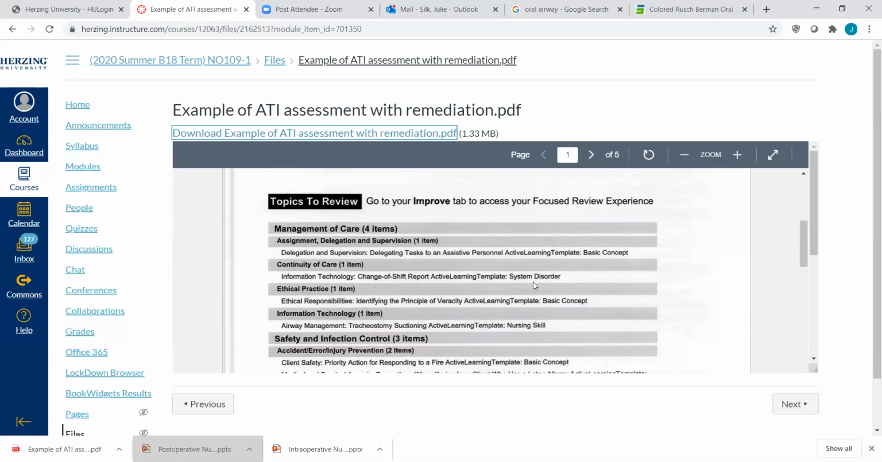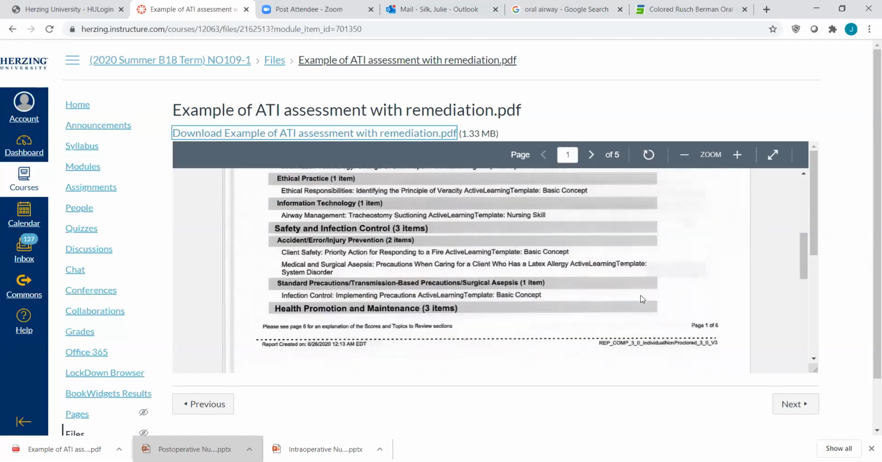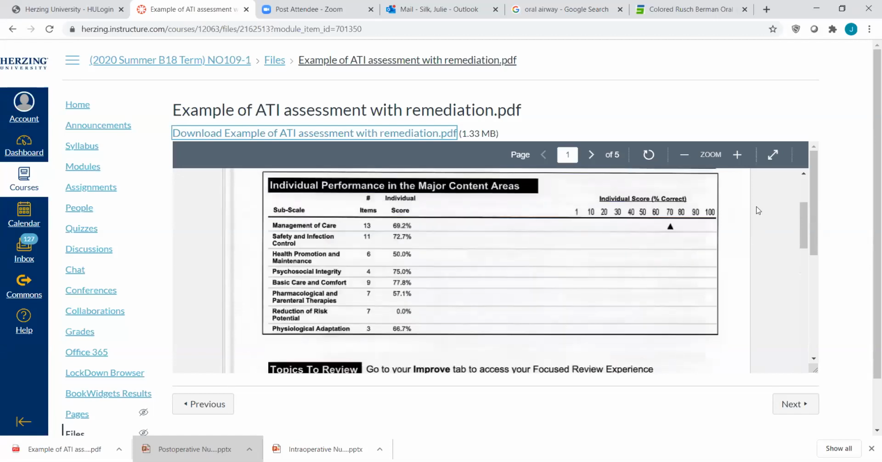Gotcha. I have a question, and I'm sorry, maybe you already went over this. When we go to ATI, do we just go under the adult section to find the targeted assessments? Yes, that. All right, here, let me see if I can pull that up.